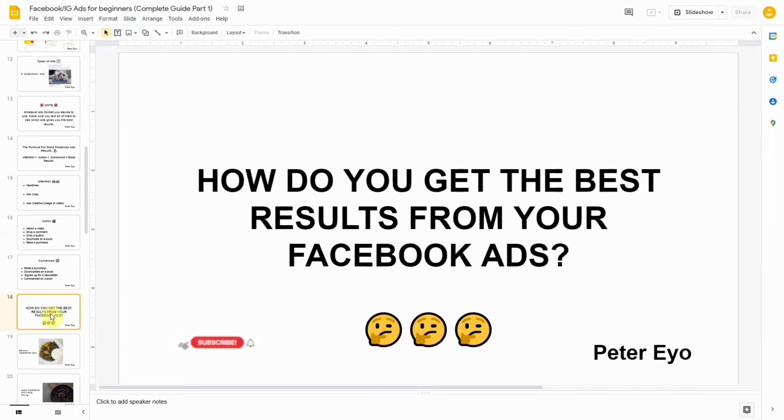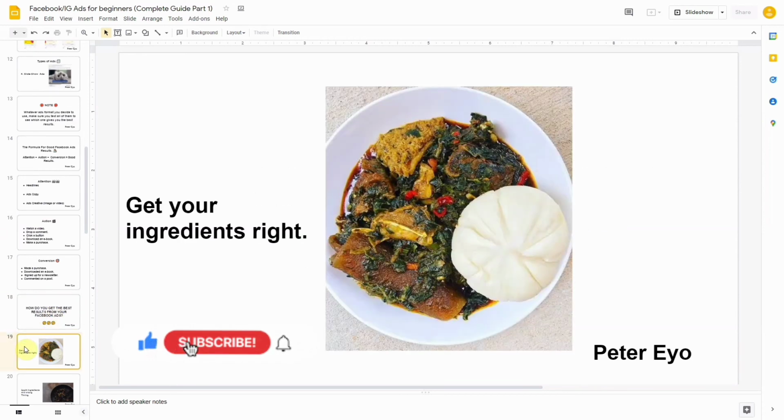How do you get the best result from your Facebook ads? I would like to use this demonstration. Again, this is a fang soup. There is a process before we get to this. You have to go to the market, buy your meat, parboil your meat, pound your pepper, pound your crayfish, prepare your poroko, prepare your fish. A lot of things, seasoning, then making your gari or semovita, whatever you want to use for your fang soup. There is a process to it.